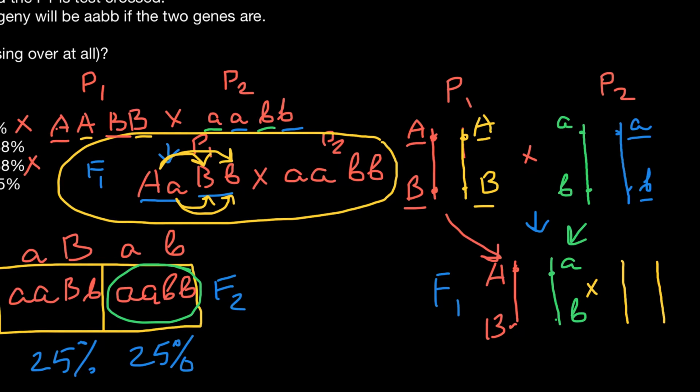So we cross these two parents, but the parent of the test cross is homozygous recessive for both genes. So it would have small a here and small b here, small a here and small b here. And this is what we call a test cross. And this is exactly what I show here. Now you see it's on the chromosomal level. Now pay attention to what happens here.